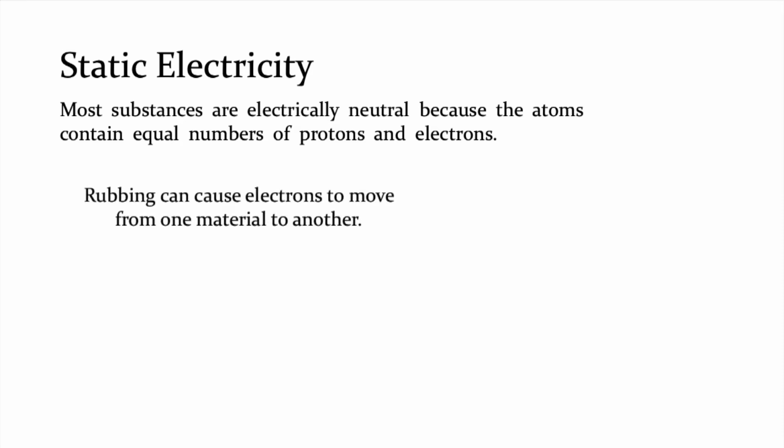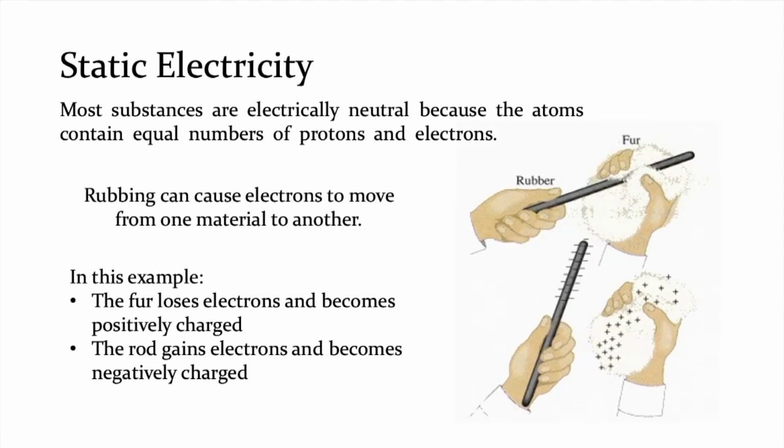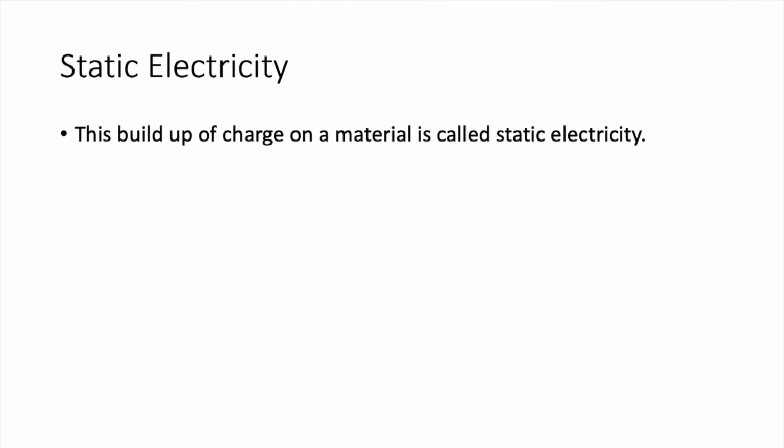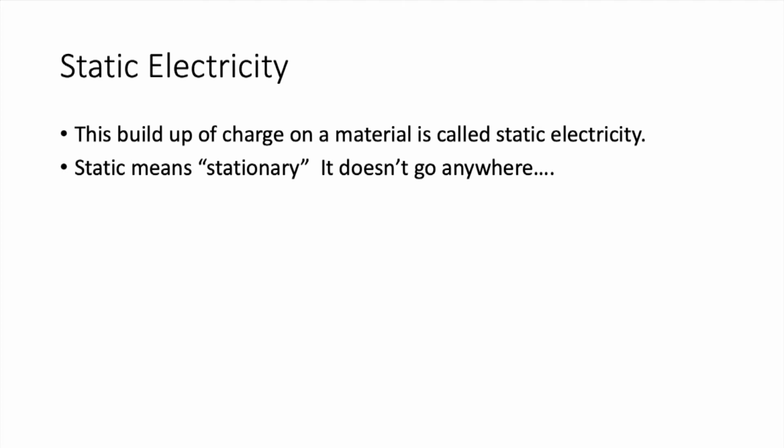But if you rub a material, it can cause electrons to move from one substance to another. So in this diagram, we are rubbing a rubber rod with a piece of fur, and the fur loses electrons and becomes positively charged, and the rod gains electrons and the rod becomes negatively charged. So this build-up of charge on a material is called static electricity. It's called static electricity because it doesn't go anywhere.